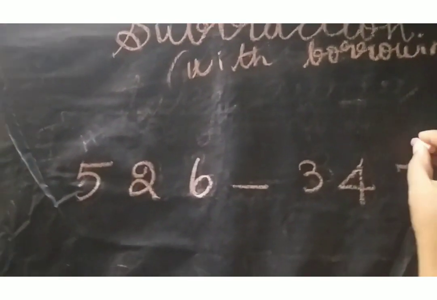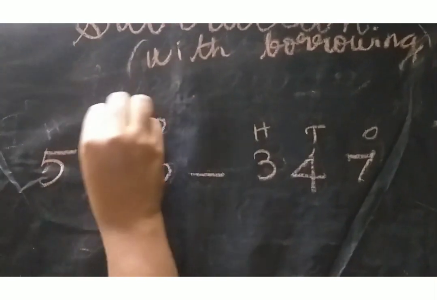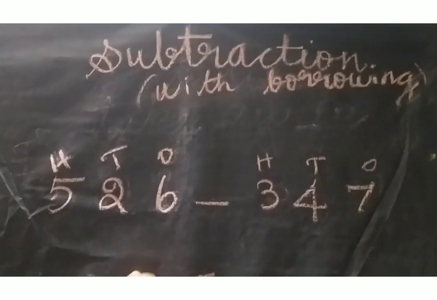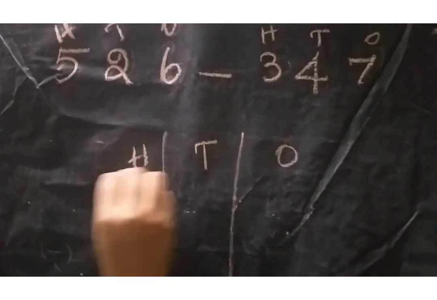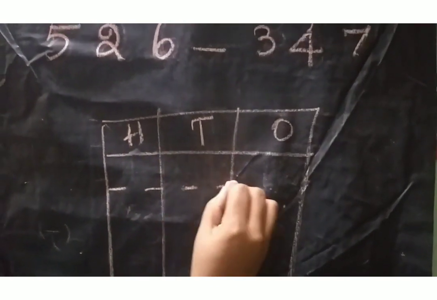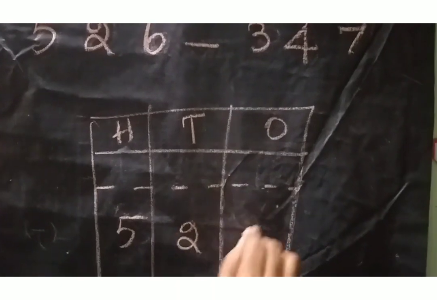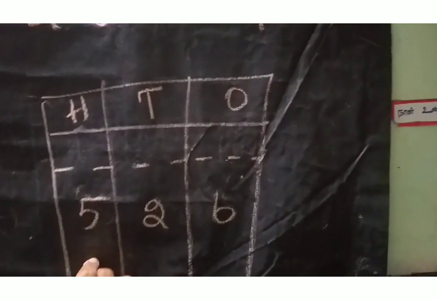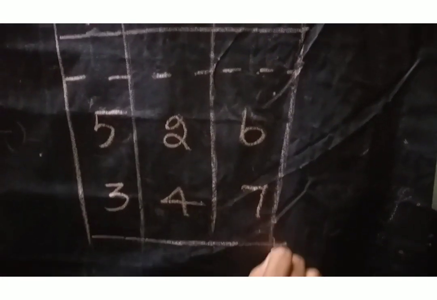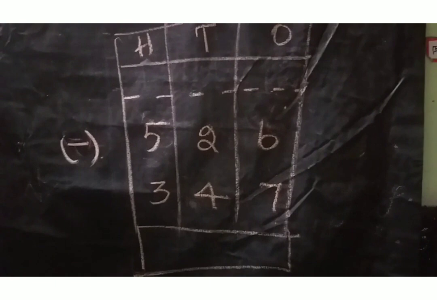Okay. Immediately you have to write the ones, tens, hundreds. Ones, tens, hundreds. And put the box for ones, tens, hundreds. And draw the dotted line also. And the first number is 526. And the second number is 347. And close the box and put the minus symbol.